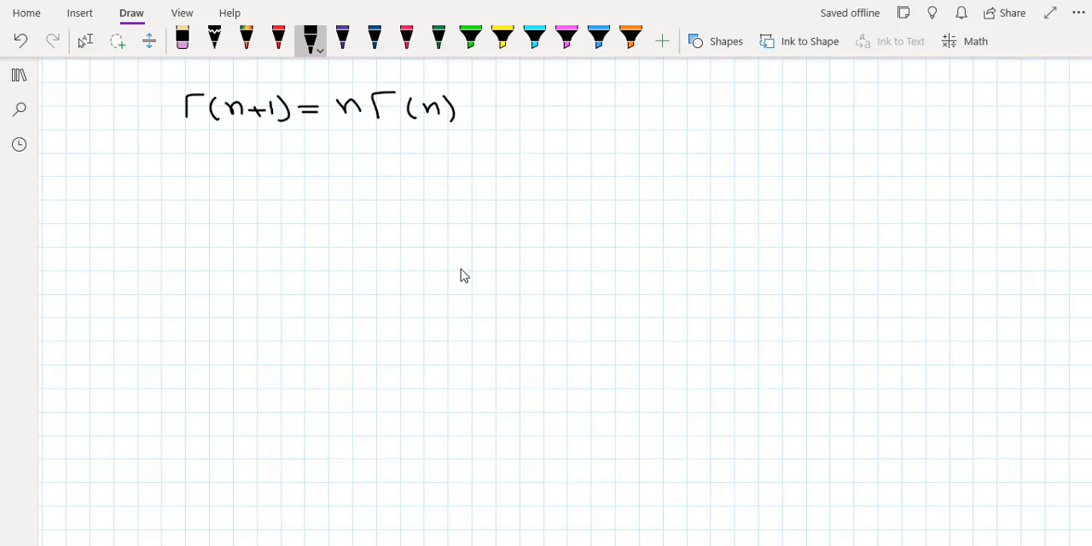In this video, we are going to show that gamma of n+1 is equal to n times gamma of n. We begin with the gamma function's definition.